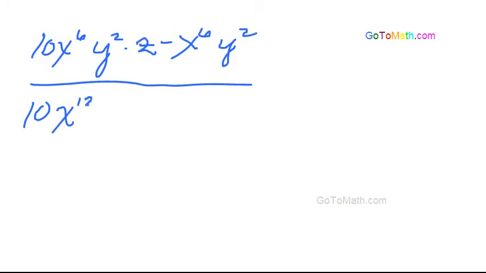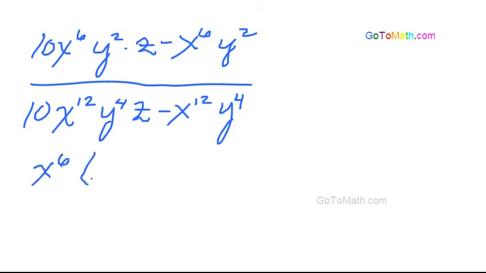We've got x to the 12th, y to the 4th, z minus x to the 12th and y to the 4th. Alright. Well, what can we do here? We've got a 10 coefficient, but we have a 1, so we're not going to be able to factor anything out there. We have 6 x's and we have 6 x's, so we can pull x to the 6th out, that's for sure. We're left with that 10 right here.